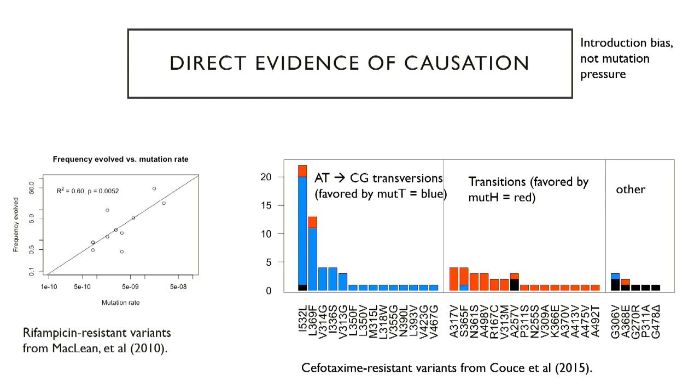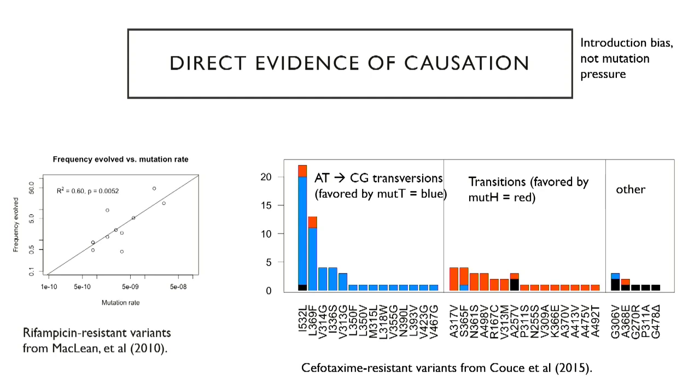So this plot is a little bit hard to read. This is showing the numbers of strains that achieved resistance in different ways. The strains are colored by their parent strain. So blue comes from the mut T parent, red comes from the mut H parent, black comes from the wild type parent. And then they're put in boxes according to what type of mutation it is.